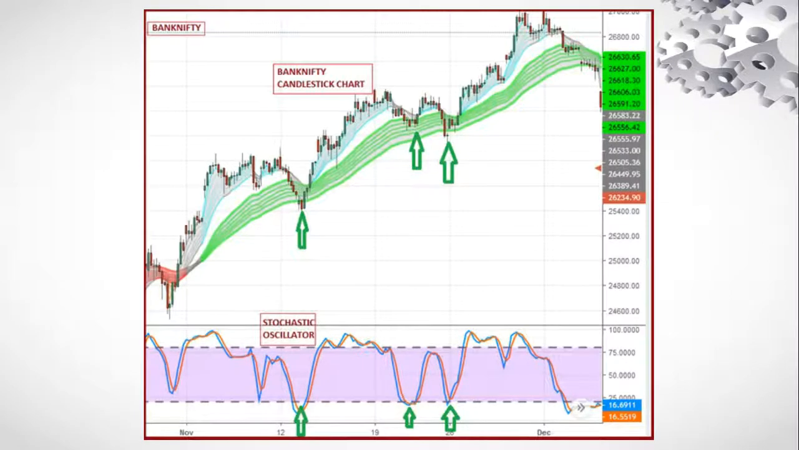And here is a chart to indicate this. Here is the slight dip in the short term, but you can see how the moving average thread is moving the ribbon, and these green arrows indicate when you should buy. So here is the chart to give an idea of how it actually works, and this has been applied on the Bank Nifty candlestick chart.